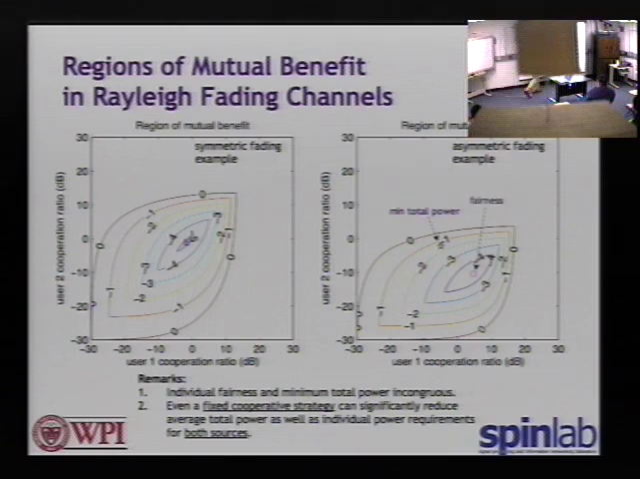Okay? So what's happening here is that the maximum place for fairness would be that node 1 cooperates quite a bit, and node 2 doesn't cooperate very much at all, because node 1 is putting so much power into the channel anyhow to achieve its SNR targets, node 2 doesn't need to cooperate that much. But the place where you achieve minimum total power, if you're interested more in the system benefit, say you want to maximize the lifetime of the network, you may be more interested in the minimum total power metric. And that case is entirely different. Node 2 cooperates more than node 1.